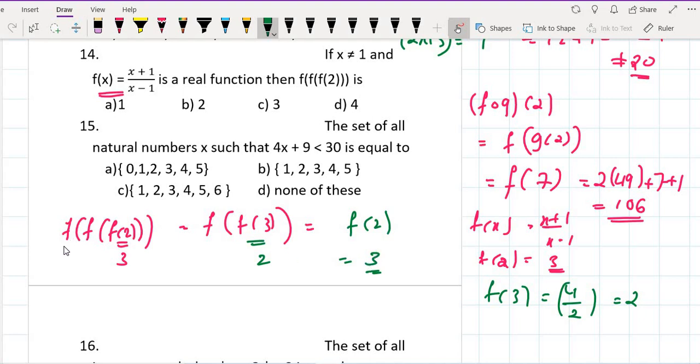I'll repeat. See, f of f of 2 is needed. First calculate the f of 2 value. f of 2 is, see here, 2 plus 1 by 2 minus 1. That is 3. Now f of 3 is needed. Calculate f of 3: 3 plus 1 by 3 minus 1, that is 4 by 2, that is 2. So f of f of 2 is 3. So the correct option is C. Option C, that is answer 3.